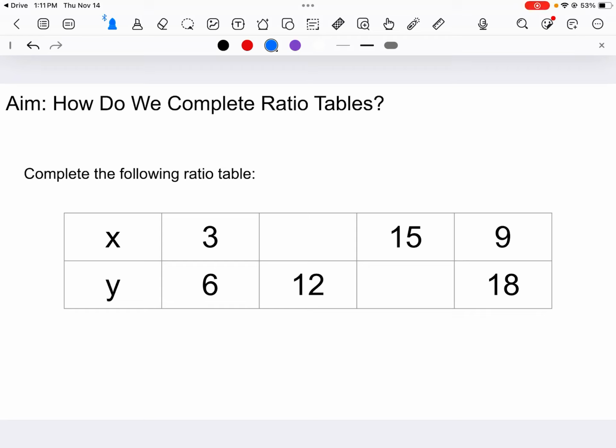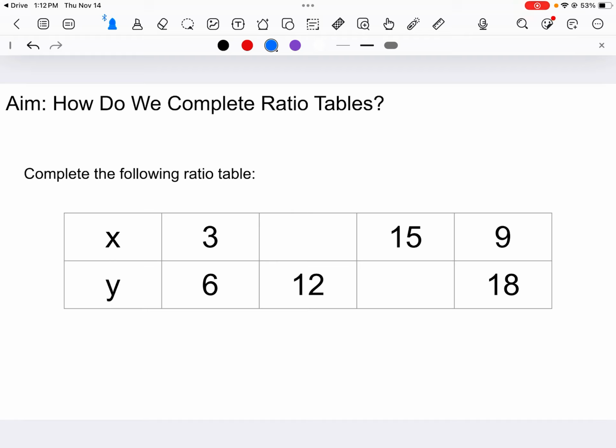This lesson is going to be on how to complete ratio tables. A ratio table is just a way to organize equivalent ratios. We're going to look at what we're given and what's missing. My first missing spot is above the 12.